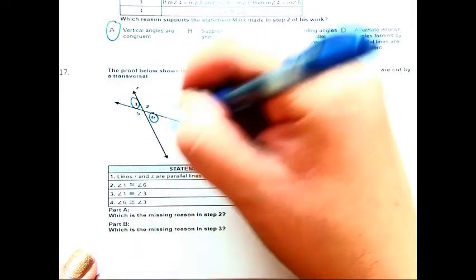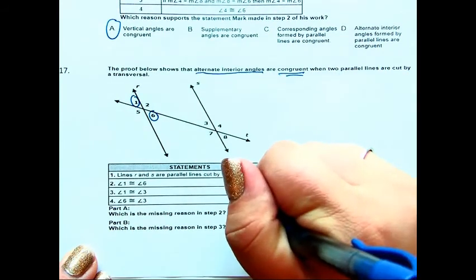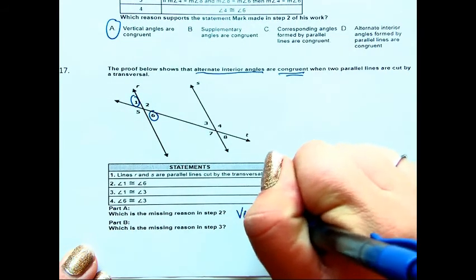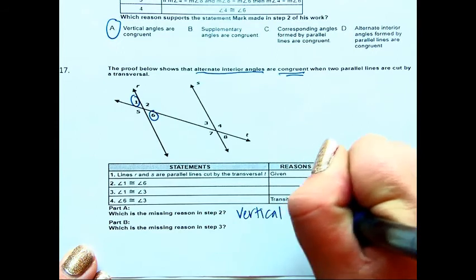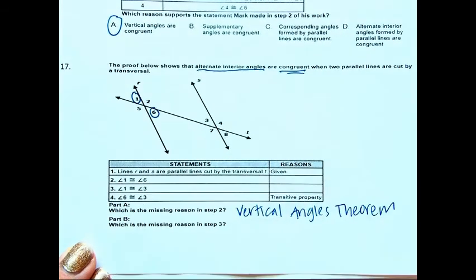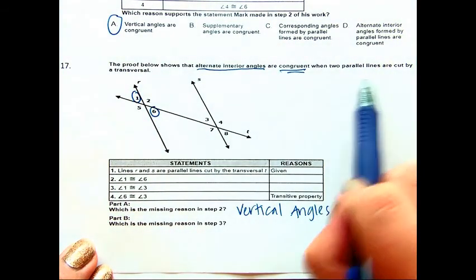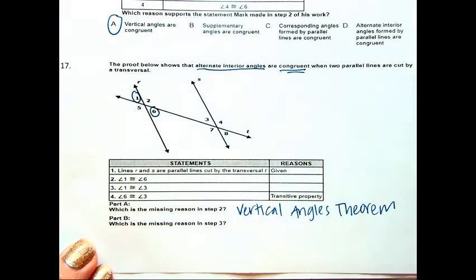So again, whenever you see that X shape, that's because of vertical angles. So we would say vertical angles theorem. Because 1 and 6, it doesn't matter if the two lines aren't even parallel. If we're trying to prove that, 1 and 6 will always be congruent to each other.